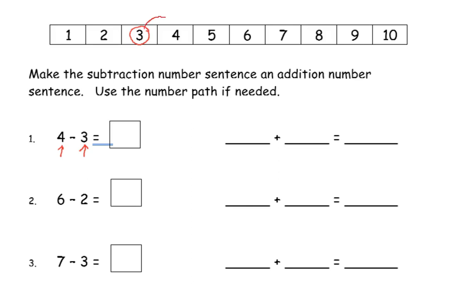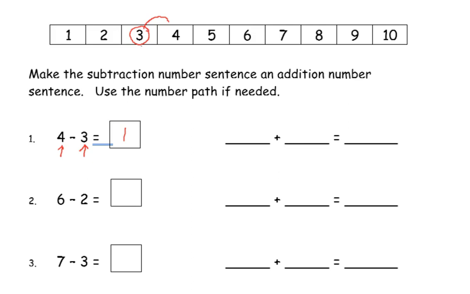So if I hop once, that tells me that 3 and 4 are one space apart on the number path, and it also tells me that 4 minus 3 equals 1. I'm going to relate that to an addition problem. I'm going to show the two numbers that I can combine to equal 4.